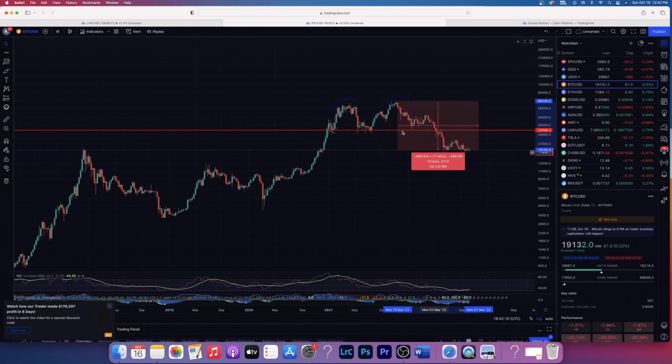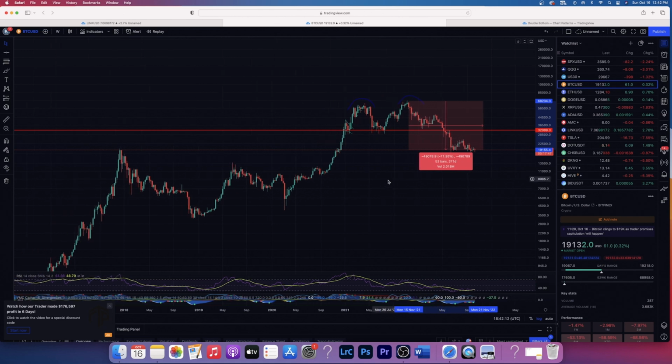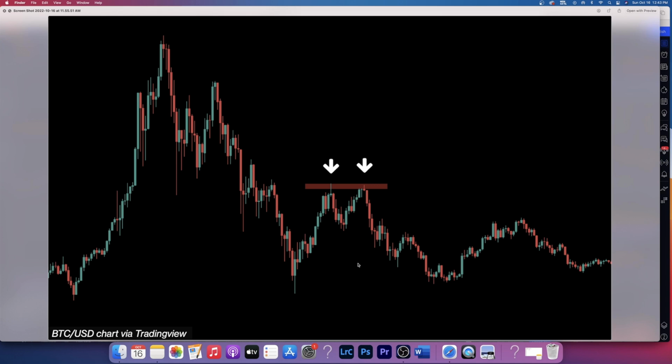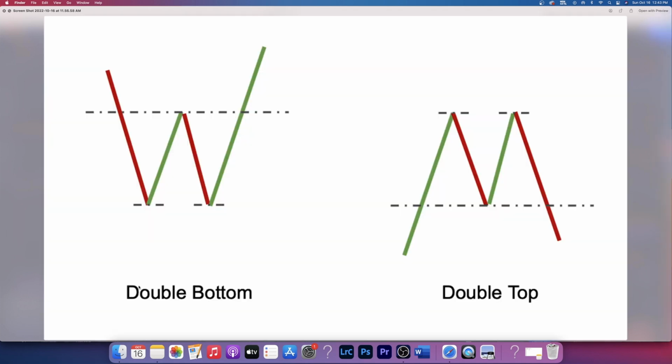And that is an example of a double top move. This is on a weekly time frame. Again, here's a clear example of a double top. As you can see by this, this area right here is the first top, second top, and then it broke down.